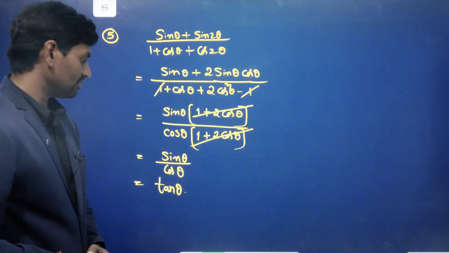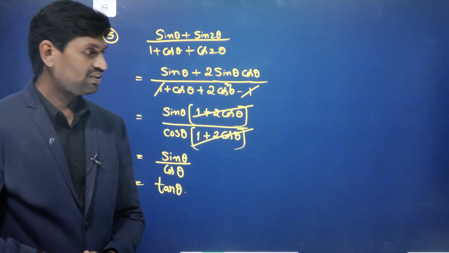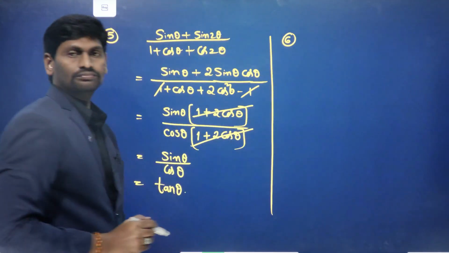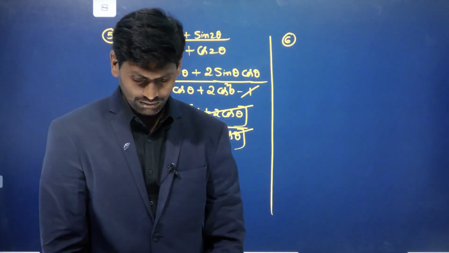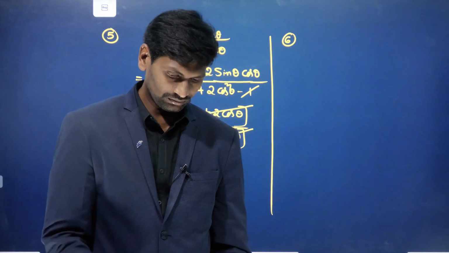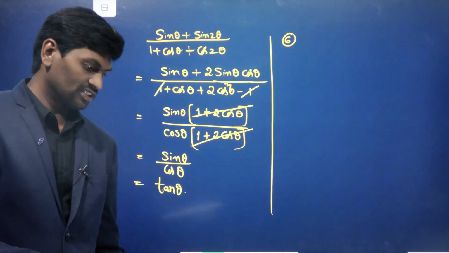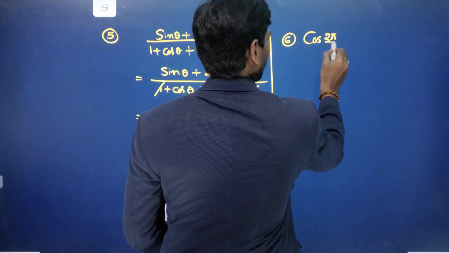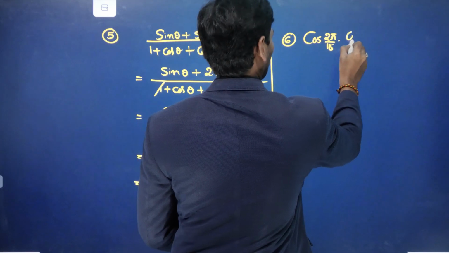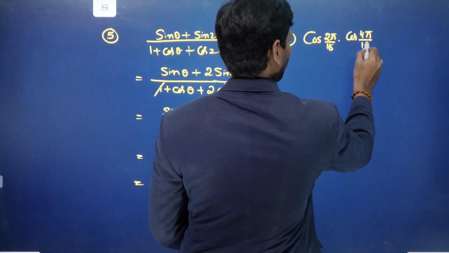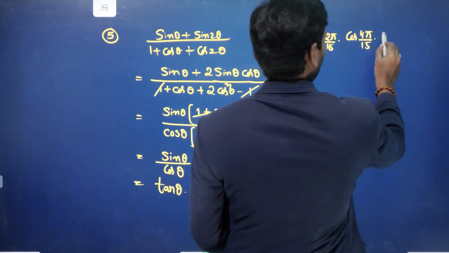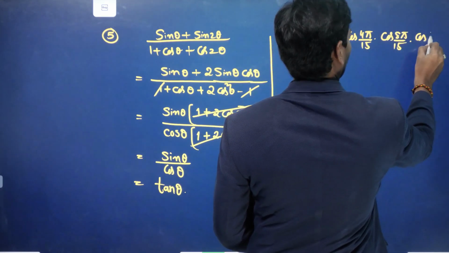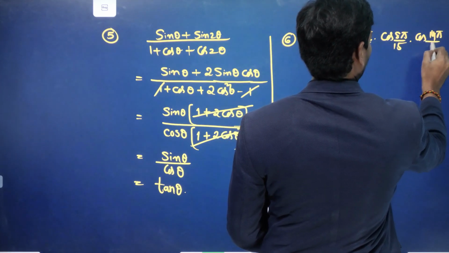Sin theta by cos theta equals tan theta. Okay? Let us go to problem number 6. The sixth problem is cos 2 pi by 15 into cos 4 pi by 15 into cos 8 pi by 15 and last, cos 14 pi by 15.